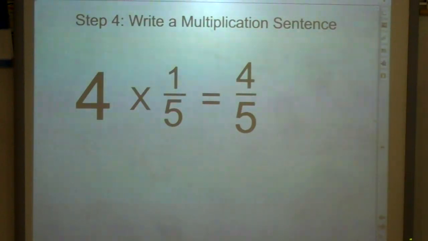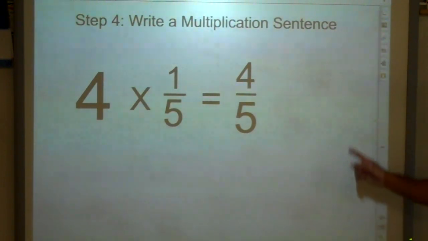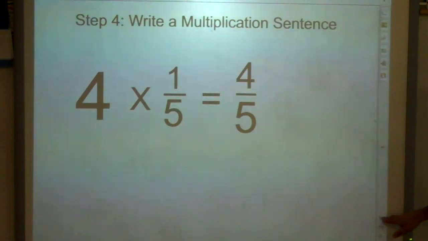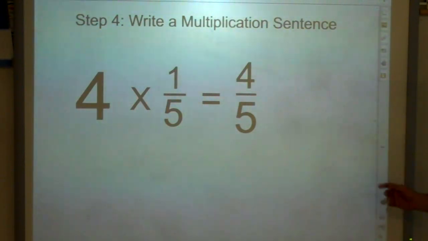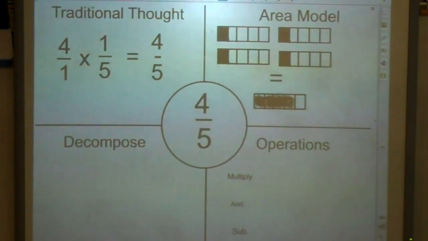The very next step is to write a multiplication sentence. And this is simply 4 times 1/5 equals 4/5. And that would be similar to saying 3 times 7 equals 21. So here we're writing a multiplication sentence or an equation using 4 times 1/5 equals 4/5.